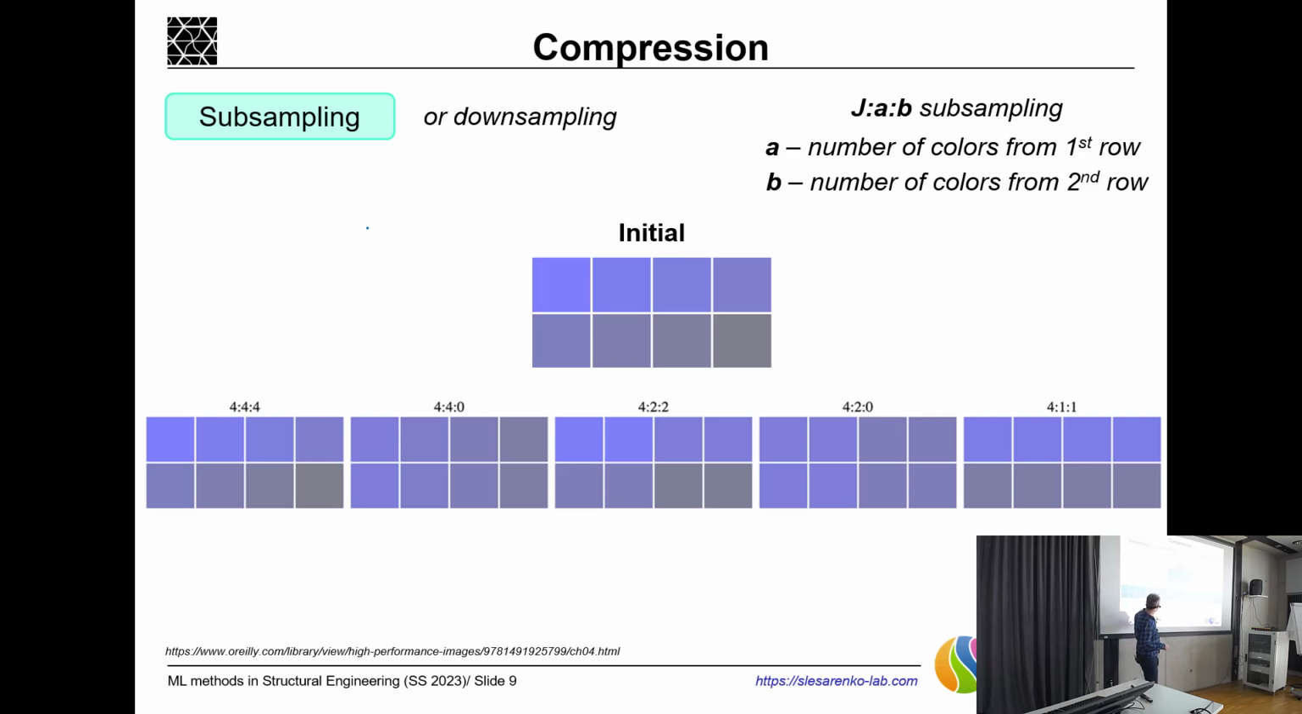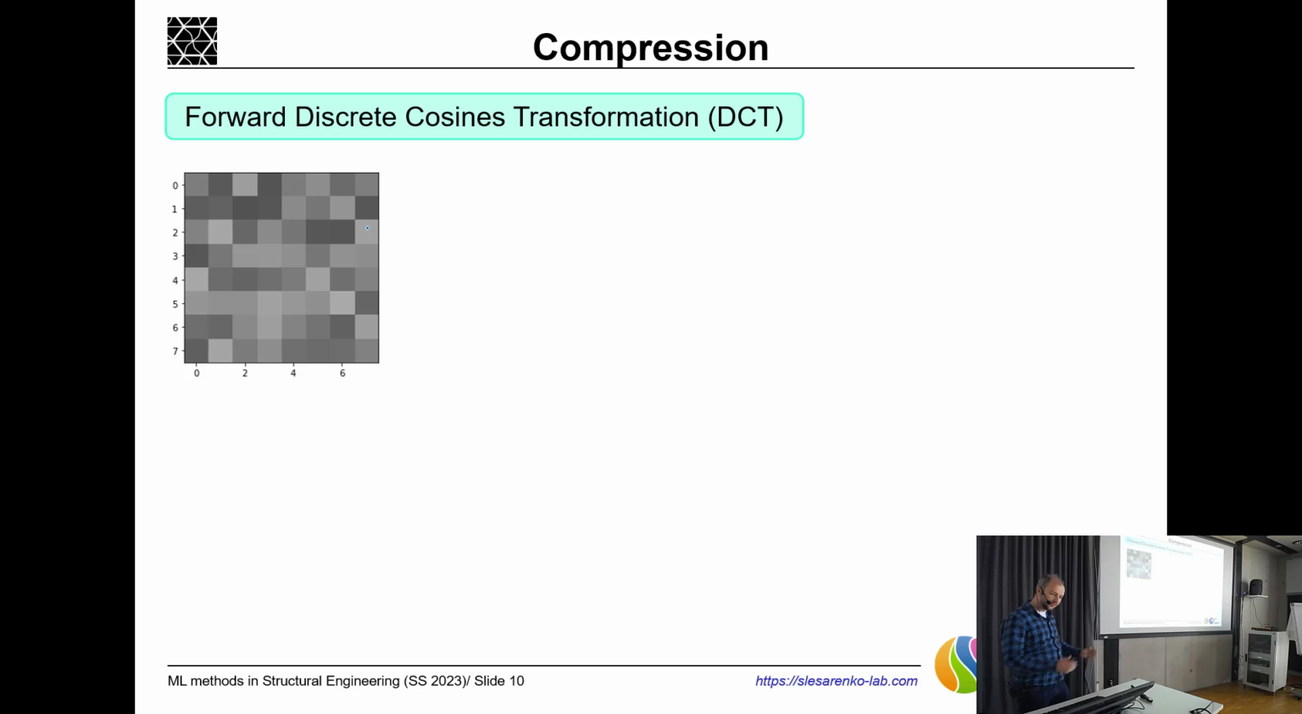So let's say we have 411. It means that we take the number of colors from the first row, so we cannot use all these different colors. We have to use basically an average one, and every pixel here will be averaged, and for the second it's the same. There are different ways to average things, but it's not quite interesting for us. Of course here we are losing some information. And what's much more impressive is the forward discrete cosine transformation.